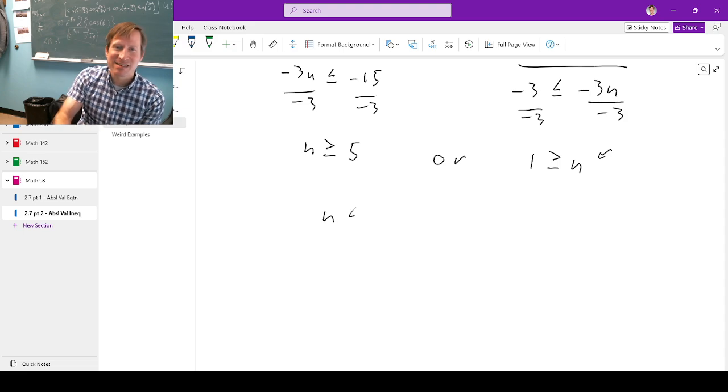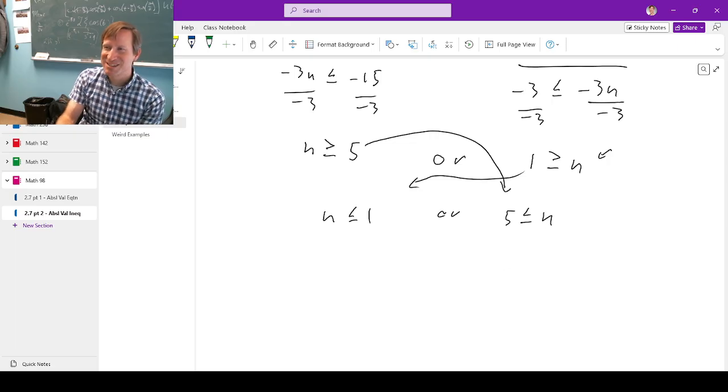So either n is less than or equal to 1, or 5 is less than or equal to n. Right? So writing it out this way puts the small side on the left and the big side on the right, which is a little nicer. Graphing this, so we need to mark 1 with a solid dot because 1 is included, and everything to the left of 1. And 5 is included, and everything to the right of 5. So everything to the left of 1, 1 included, and everything to the right of 5, 5 included.